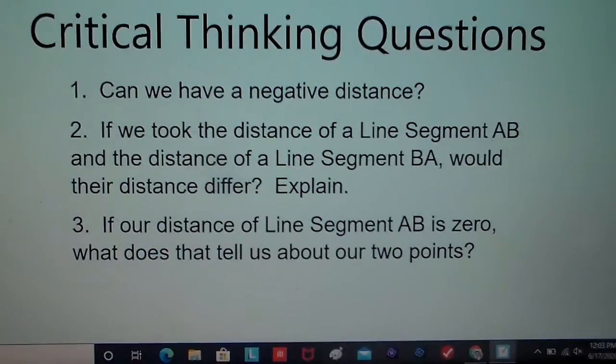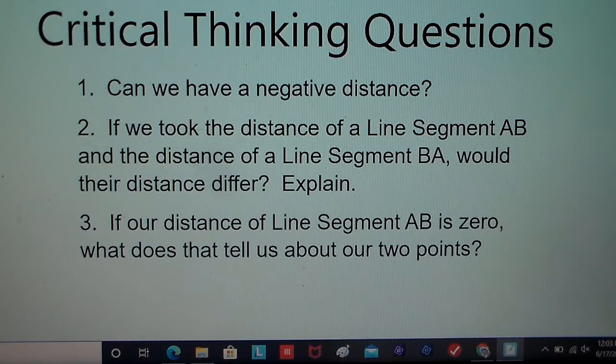Alright, so critical thinking here. Can we have a negative distance? No, we cannot. We cannot have a negative distance. Distance is always positive, including 0. If we took the distance of a line segment AB and the distance of a line segment BA, would their distance be different?